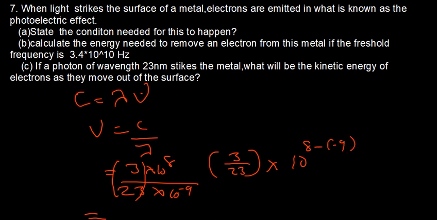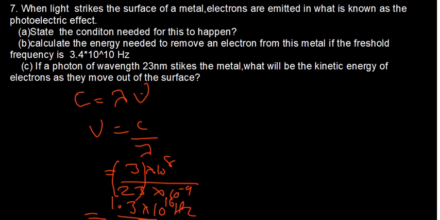This is 17. So just multiply this by 10 to the power 17. So we should be able to get frequency value of 1.3 times 10 to the power 16 hertz. So this is the frequency of the light that is coming in.